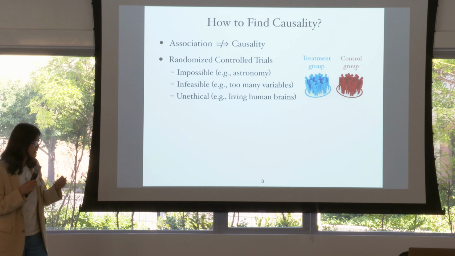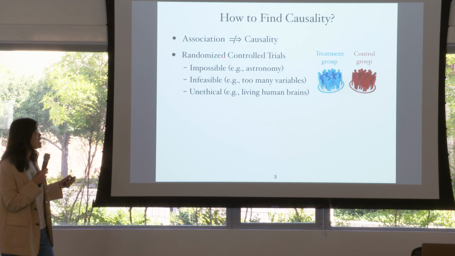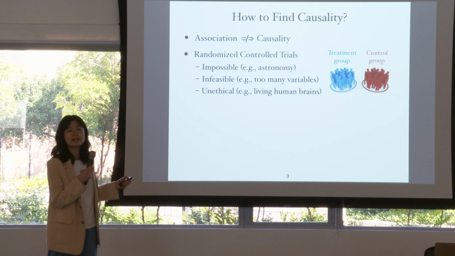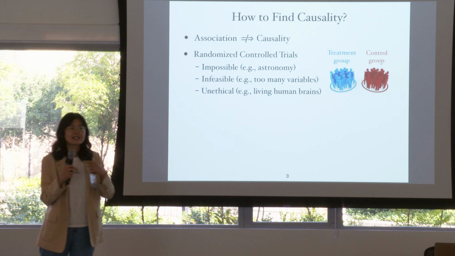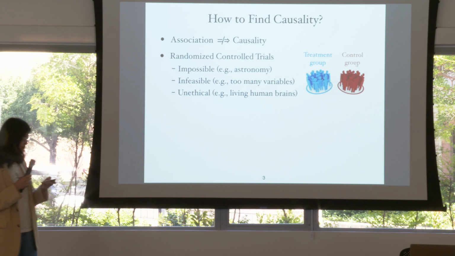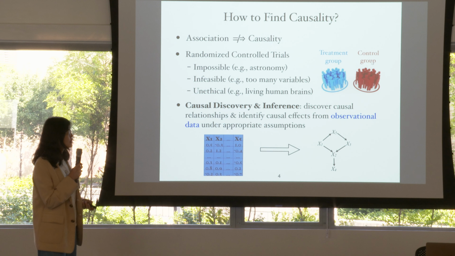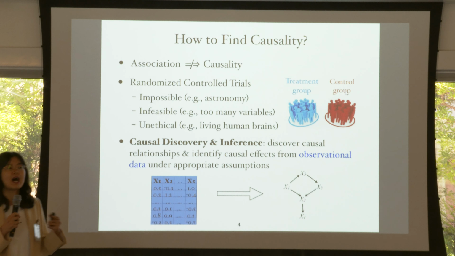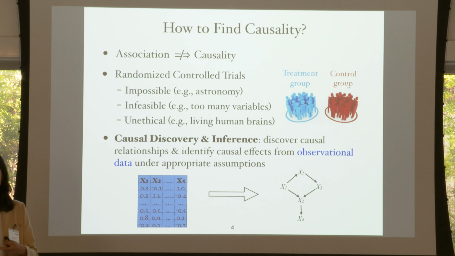However, RCTs may face some challenges in practice. For instance, they could be impossible in astronomy. They may be infeasible when investigating too many variables. And they could be unethical, for example, when investigating living human brains, because we cannot do real interventions in such cases. Alternatively, we want to find causal relationships and identify causal effects from observational data under appropriate assumptions. This is because observational data are usually much easier to obtain.